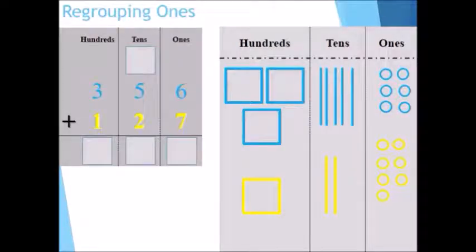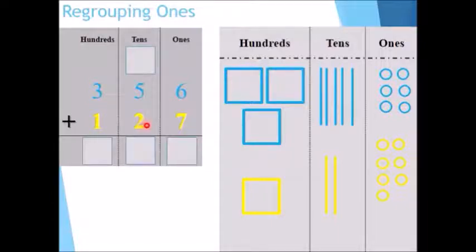When do we regroup? Sometimes the sum of two numbers in the same column is greater than 9. The number will have more than one digit. But in each place value, there is only room for one digit. We can't put two digits. So then we must regroup. Let's work together on this addition problem.